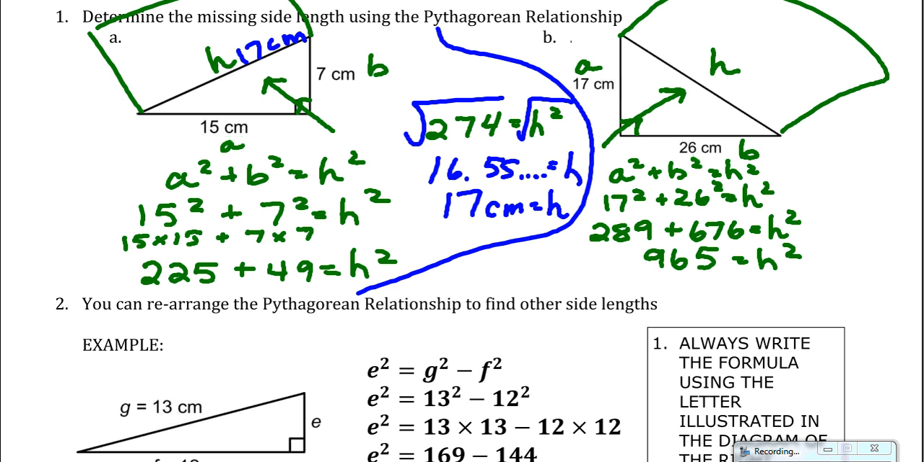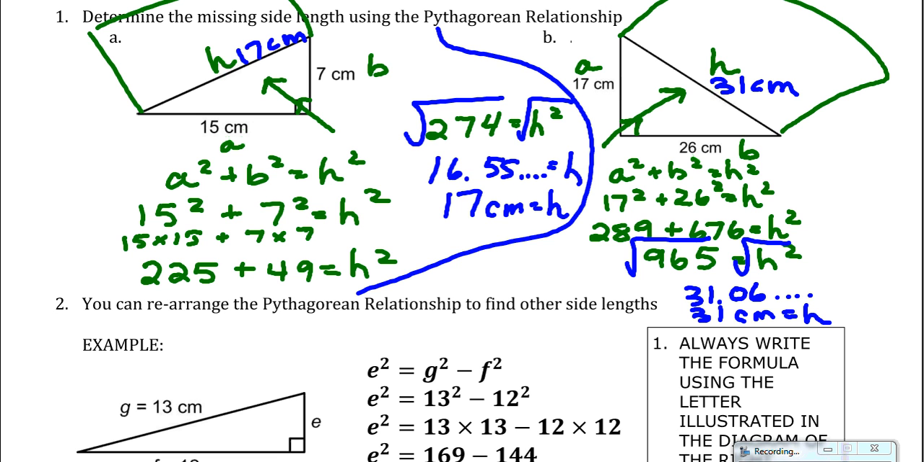But we don't want to know the area, we want to know the side length, so we are going to take the square root, and we get an answer of, oopsies, 31.06. So we're going to round to the nearest whole, and so we get 31 centimeters is the hypotenuse, so this length is 31 centimeters.